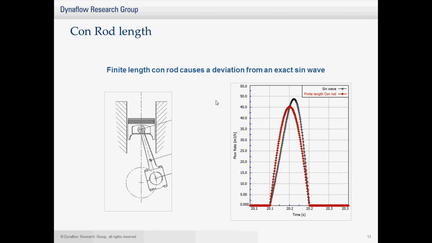Now if you look at what kind of effect the conrod has, which I talked about a little bit, it causes the flow rate profile not to look exactly like a sine wave. Because even though your crank rotates like a perfect sine, the conrod length limits that flow profile, and it causes it to become a little bit skewed. If you look at the right, you can see the red one is the curve with a limited conrod length, and the black one is a perfect sine wave. So you can clearly see a difference.